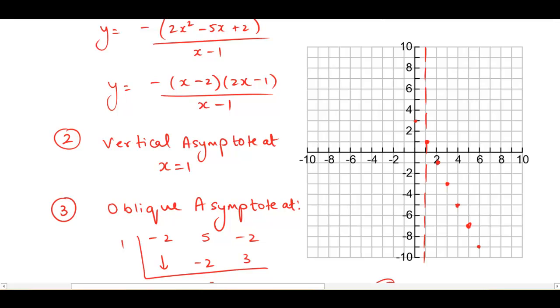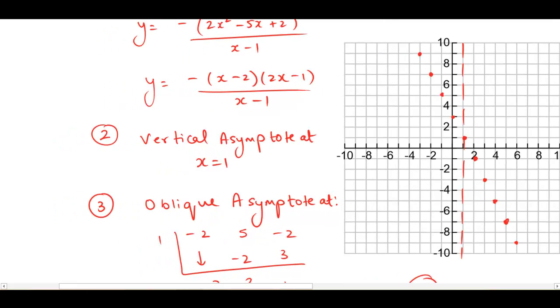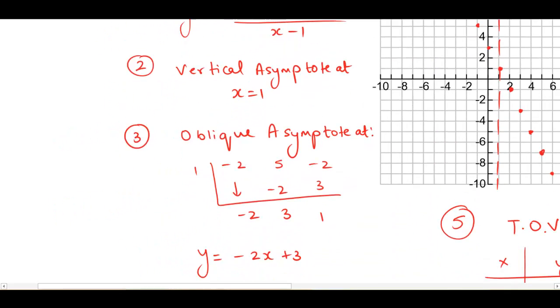I'll leave it as dots. We can make it a dotted line with the ruler. So those are my oblique asymptote and vertical asymptotes. The next part that I need is to figure out the intercepts.